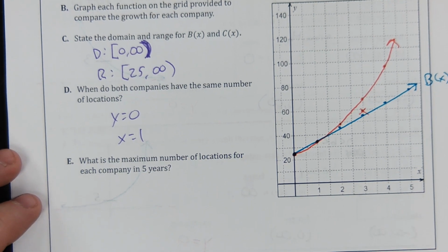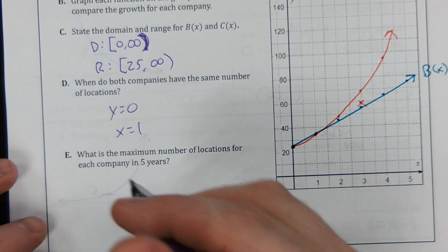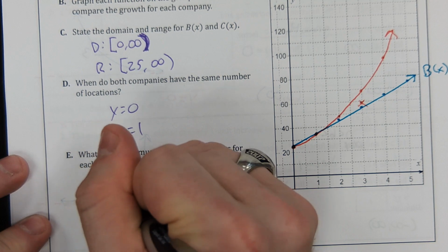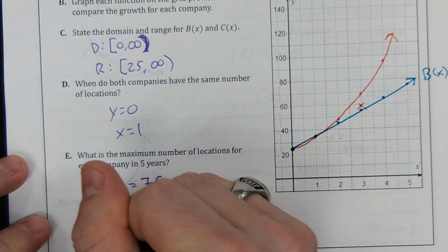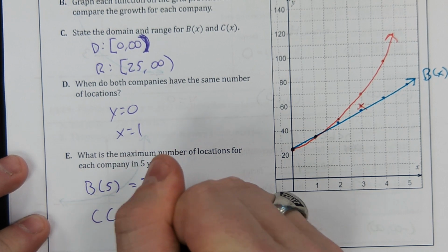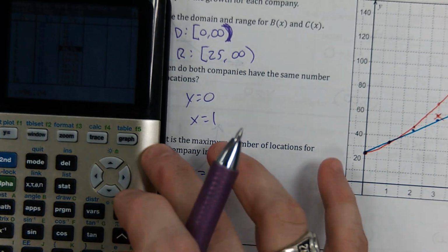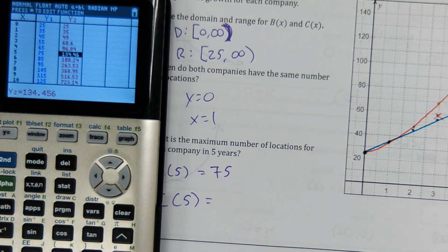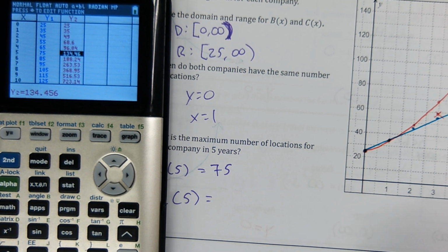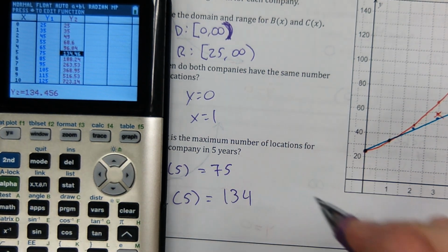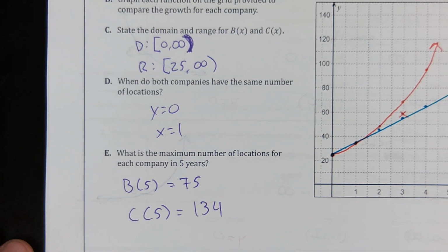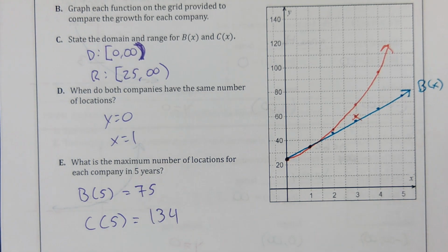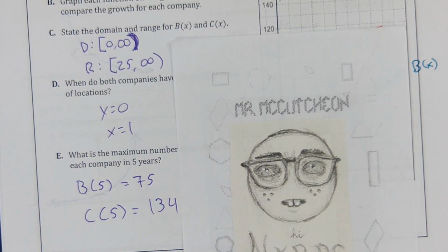And then it wants to know how many stores at 5 years. Well, B of 5 we saw in the graph was 75. But C of 5? I don't actually know. So I'm going to go back to the table. There you go. About 134 stores. Rounding to the nearest whole store. And that, ladies and gentlemen, nerds, is your Algebra 2 review for the day.